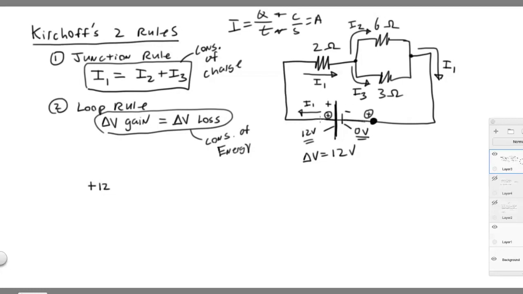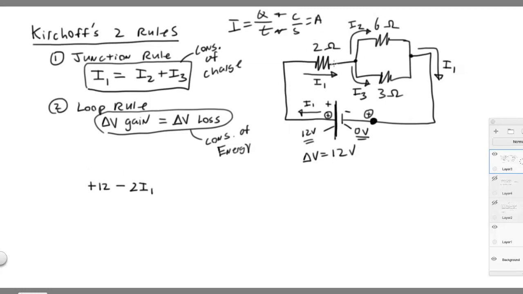Okay, so we've crossed the battery. Now when we cross this resistor, that's going to be a voltage loss, and we can express that using Ohm's law. Ohm's law is delta V equals IR. So the voltage across this 2 ohm resistor is going to be I1 times the resistance, 2. So we had a voltage gain of 12. Now we're going to say minus 2I1. That's the voltage across this resistor.